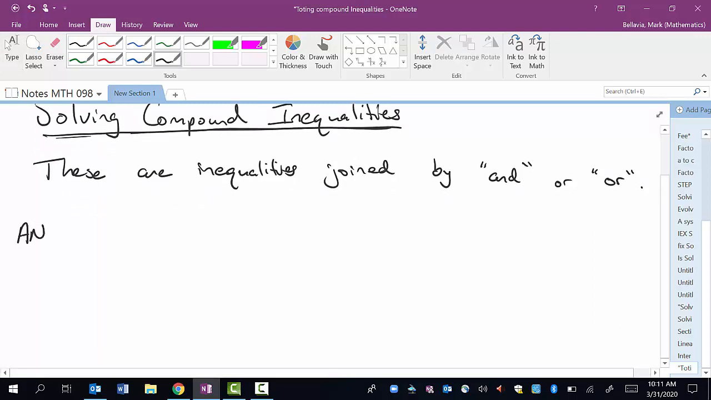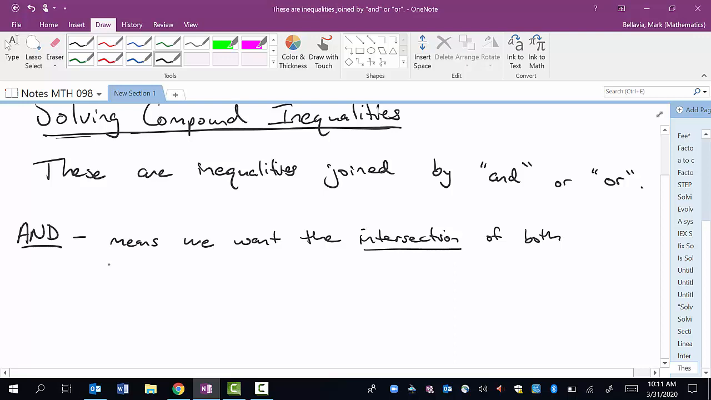So for an and type problem, so you'll see this between two inequalities, and this means you want the intersection of both solutions. So you'll see the word and between two inequalities, and we want the intersection. Now, when we say intersection, that might not be something you're familiar with. Think of it like overlap. So where the solutions overlap, or what they have in common.